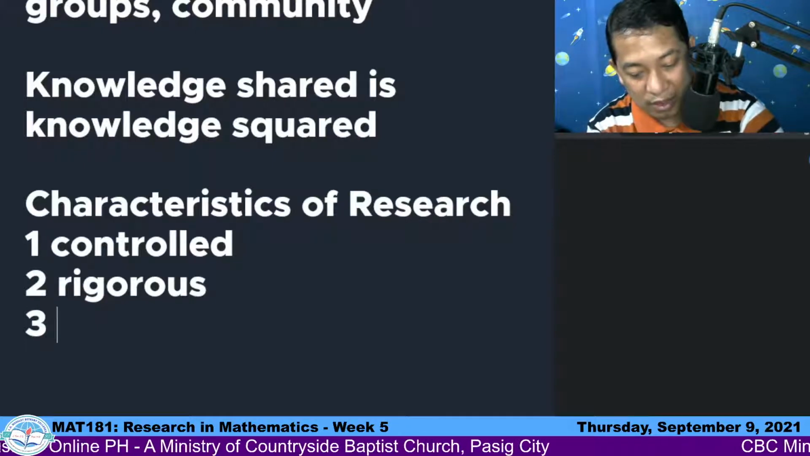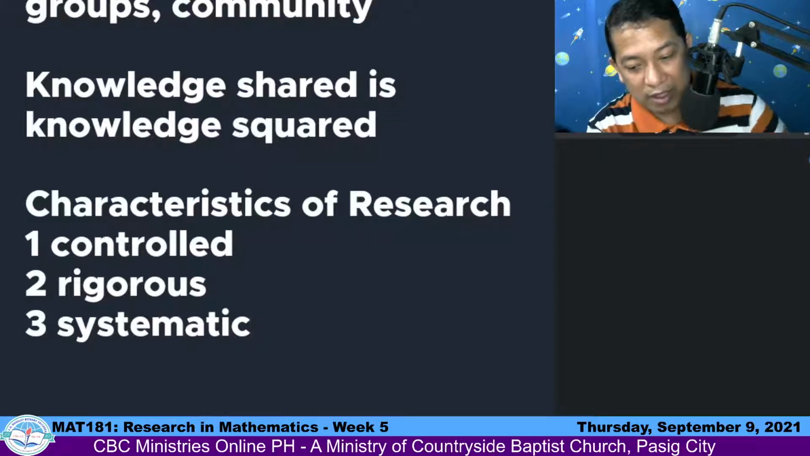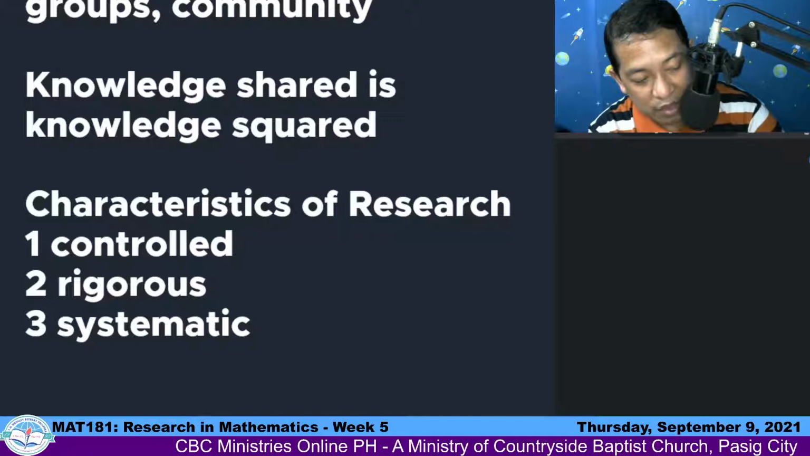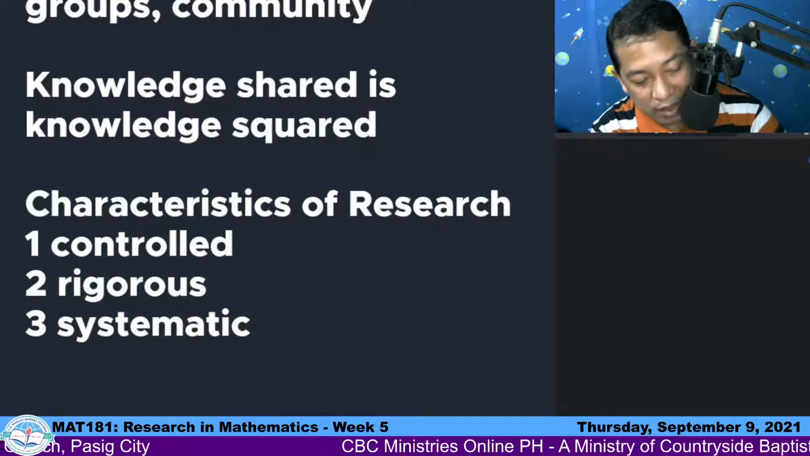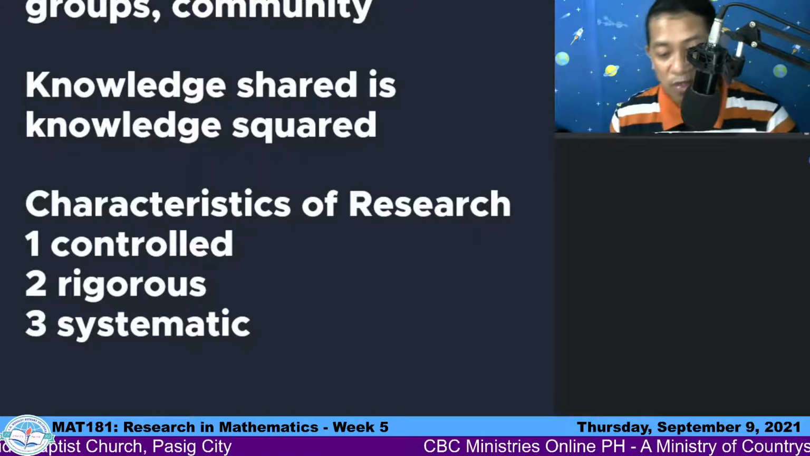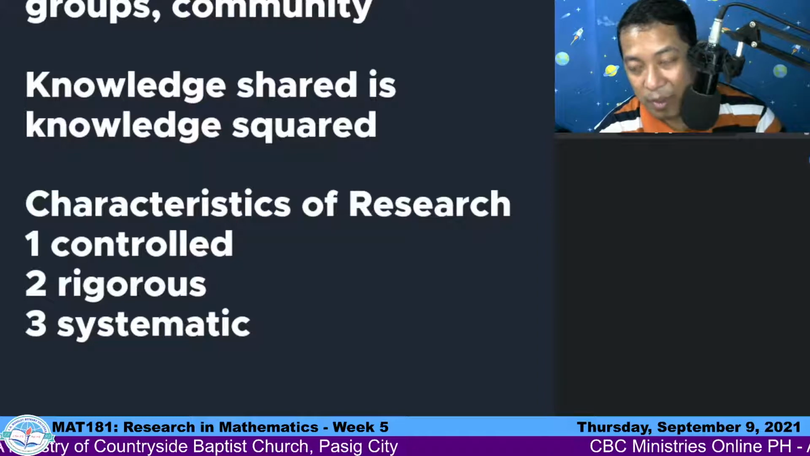Then, as a while ago, I mentioned system or systematic. There must be a systematic character, procedures adopted to undertake an investigation, follow a certain logical sequence. There must be a logical sequence of research. So that's our purpose here.